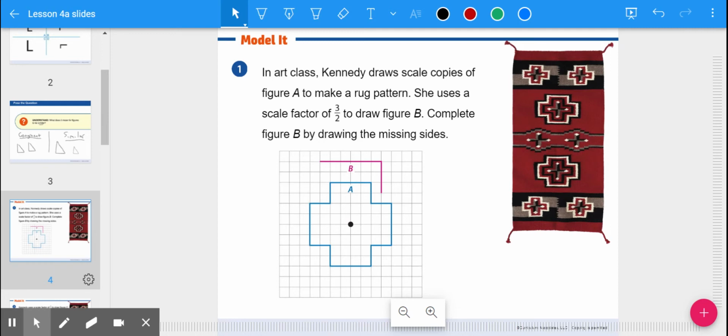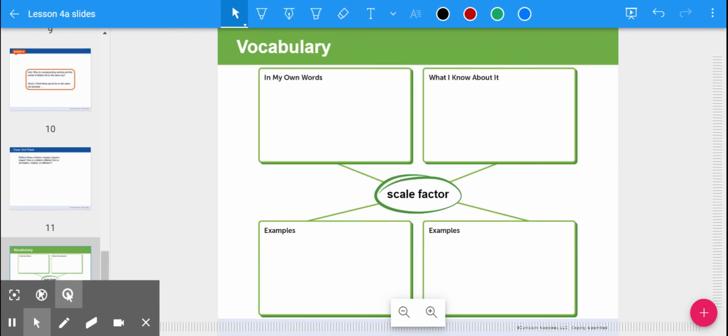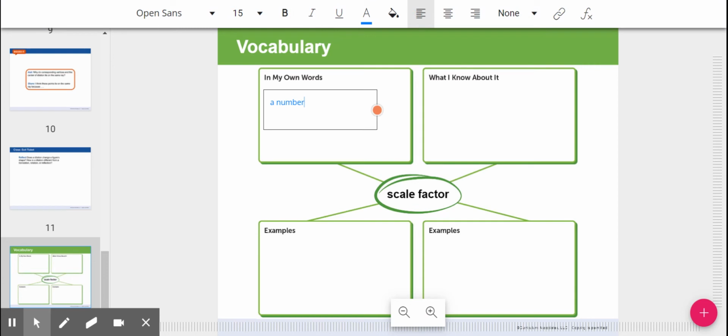So a scale factor is a number. Sorry, I switched pages here. This is actually just 2 pages away for you. It's on page 85 because we're looking at this word scale factor. A scale factor is essentially a number that you multiply side lengths of one figure by to create a scale model, meaning something bigger or smaller.